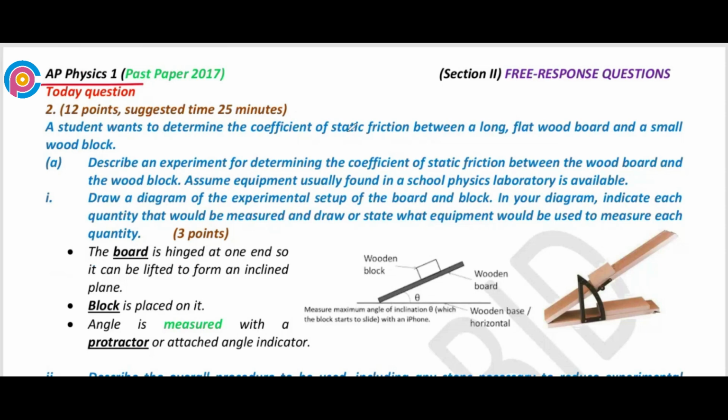Hi, we have the AP Physics 1 past paper 2017. We are discussing the section free response question. Now we have question number 2 of the paper, which carries 12 points.